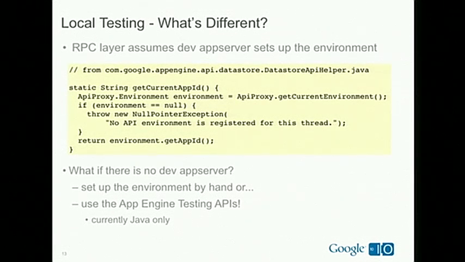The main one is that the RPC layer that's part of App Engine, that dispatches all of your calls to back-end services, has assumptions about the environment that it executes in. So I've got an example up here that I've taken from the implementation of the data store API. And you can see this call, API proxy get current environment. If it's not there, it throws a null pointer exception. The data store API assumes that either the dev app server or the application server that's running in production is setting up a current environment for it. And if it's not there, it's going to throw an exception.